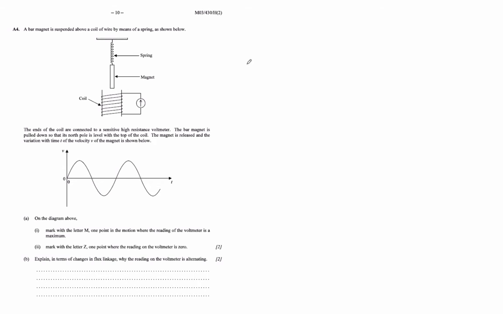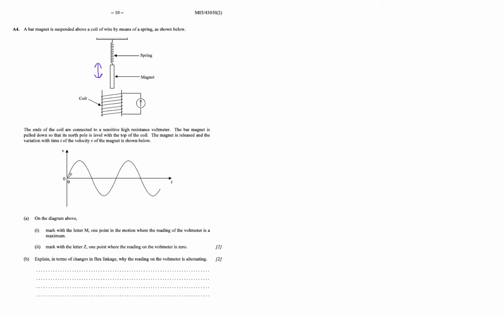All right, so we've got the magnet and the coil going again here, and the spring, this thing oscillates up and down like this. The ends of the coil are connected to a sensitive high resistance voltmeter. The bar magnet is pulled down, so the north pole is level with the top of the coil. The magnet is released, and the variation with time shows it moves upward.